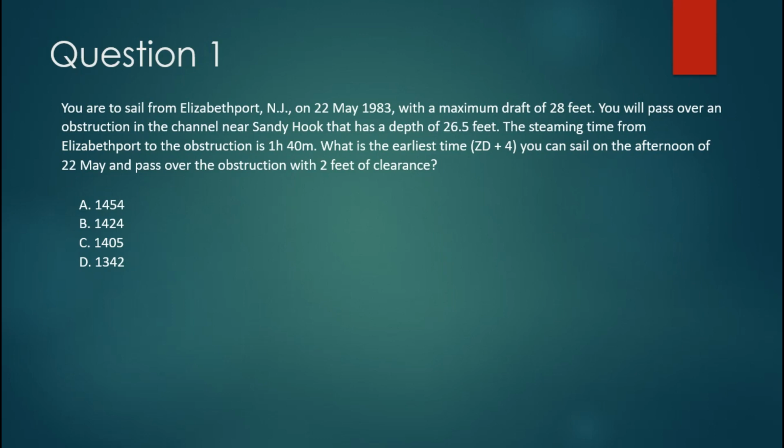Now these questions look kind of difficult to begin with, but if you get the pertinent information out in the order that you need it, you'll see that it's actually pretty simple. So the first thing we need to know is how much water we need. Well, the question tells us we have a draft of 28 feet and we want 2 feet of clearance, so that gives us 30 feet of water that we need.